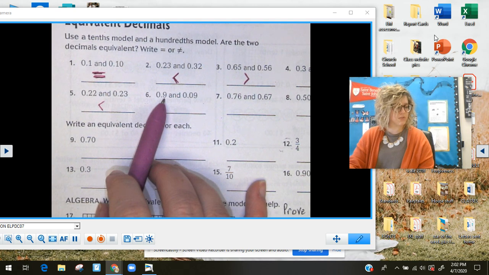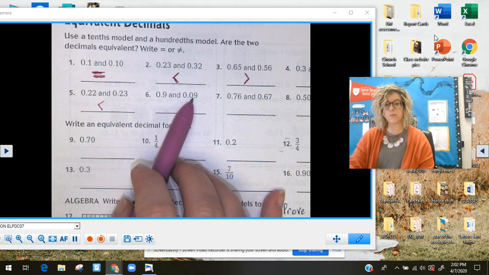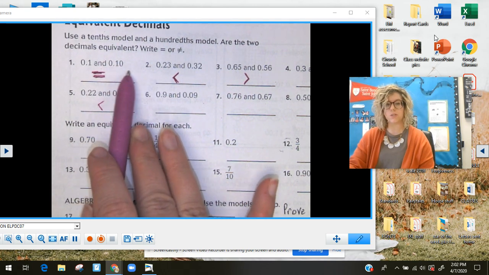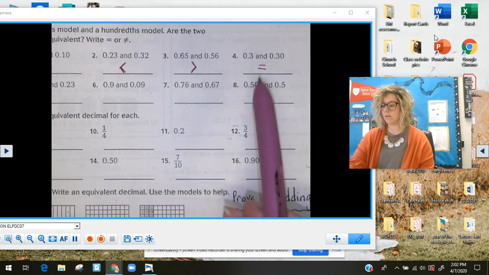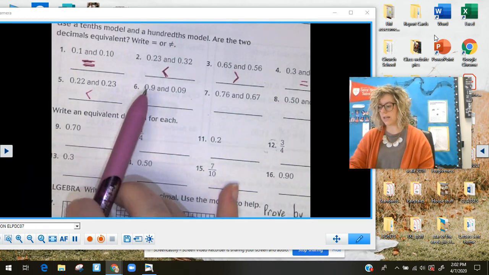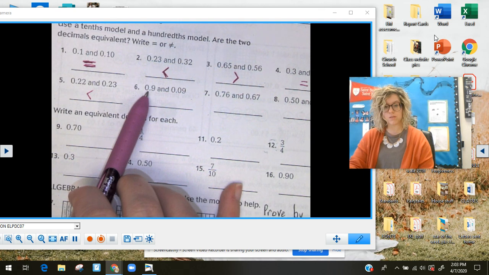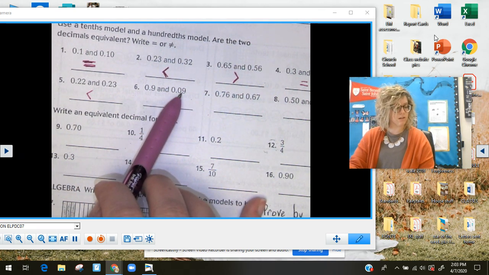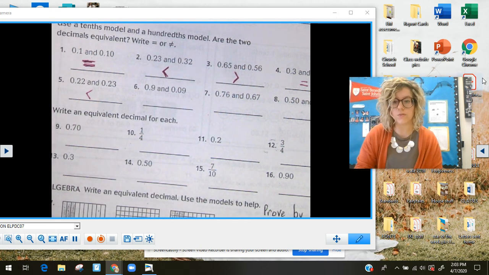9 tenths or 9 hundredths. Now don't get tripped up on this one. The 0 comes first. So this one is not the same as like one of these or one of these. This is saying 9 tenths or 9 hundredths.